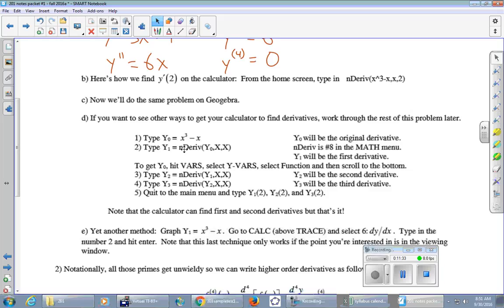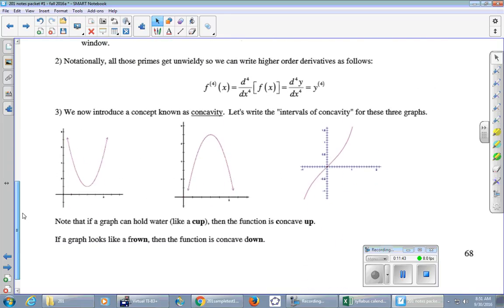It could be anywhere you want. I just wanted to put the first derivative in y1 and the second derivative in y2. So I just wanted to get my original function out of the way. That's all. Okay. All right.